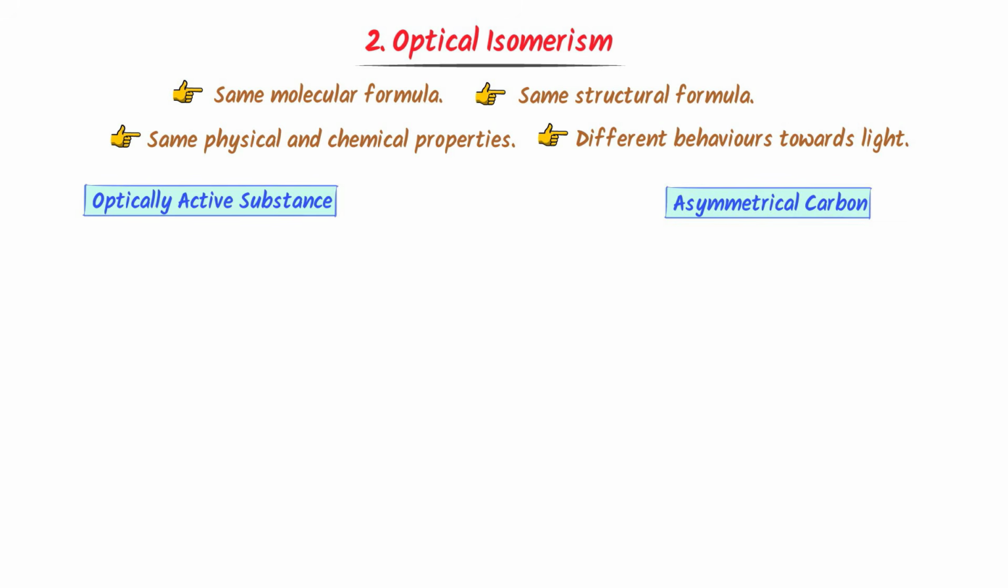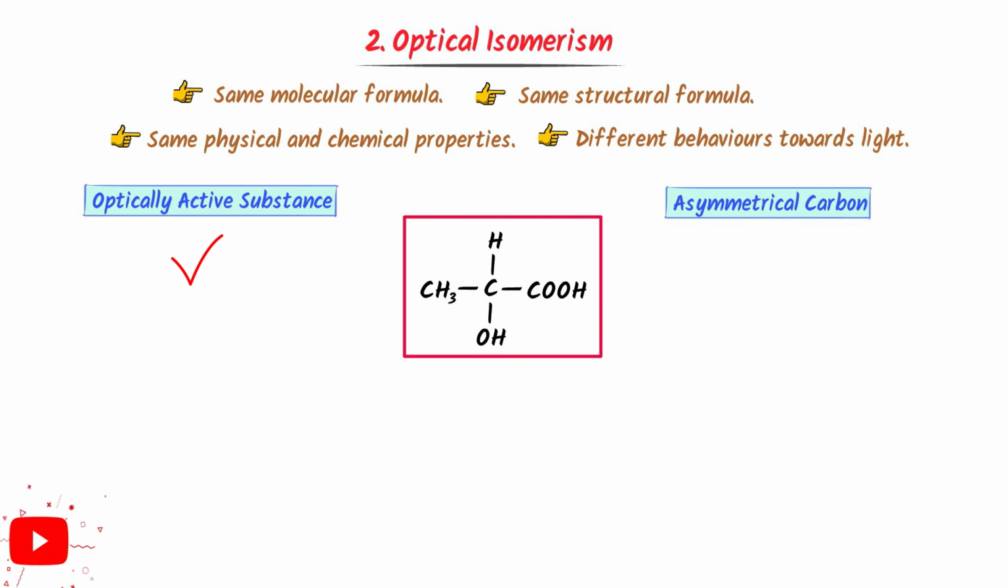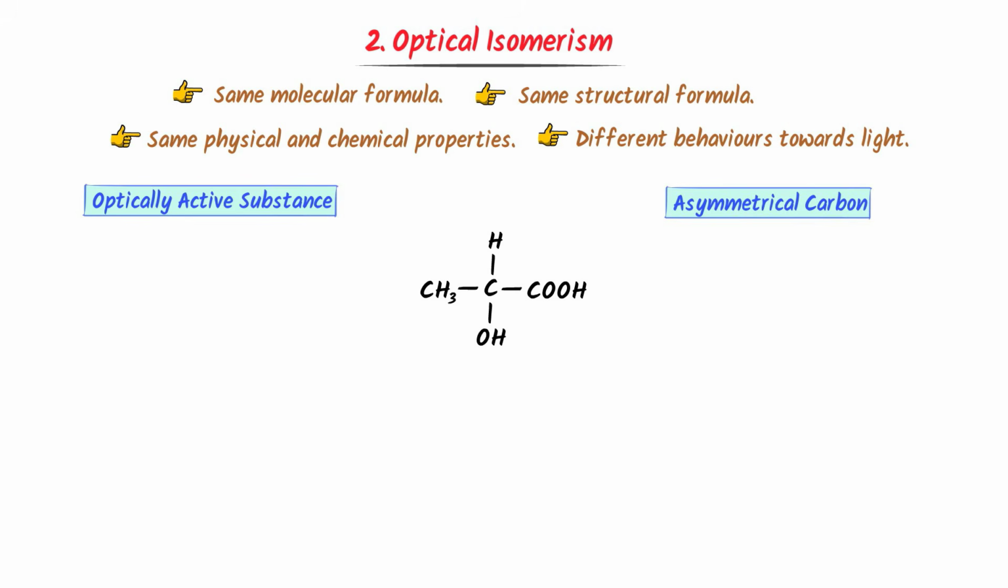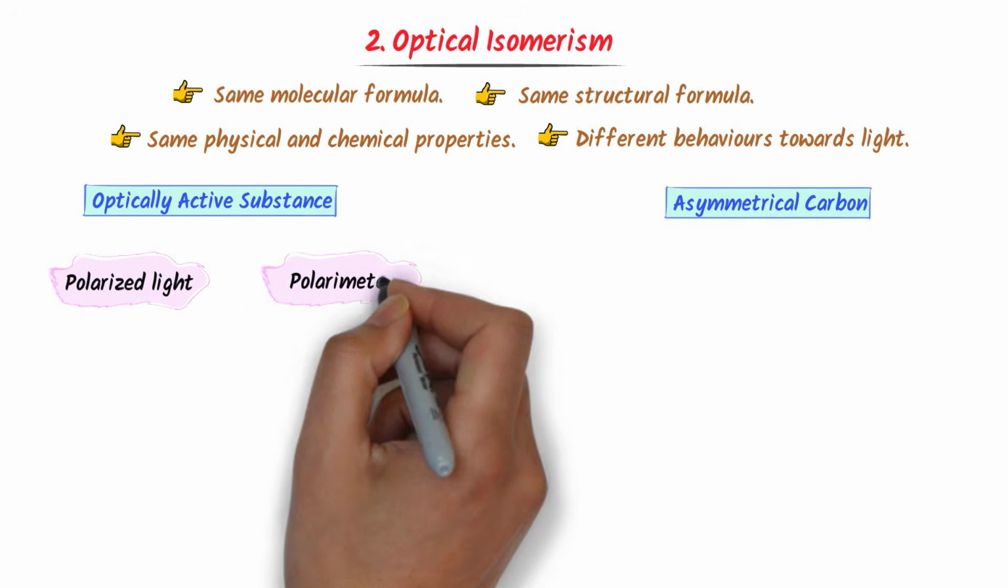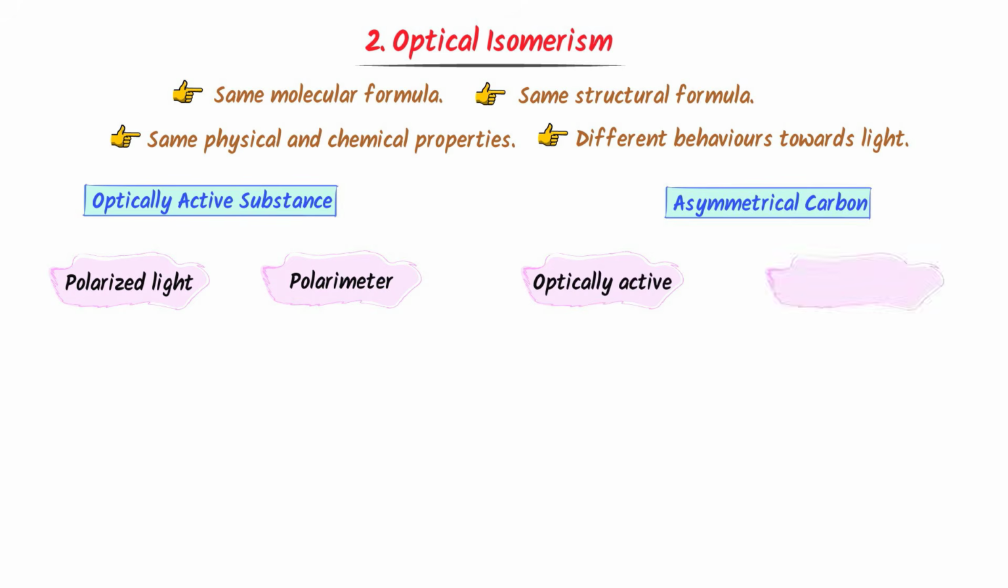For example, consider this compound. If this compound is optically active and it has an asymmetrical carbon, then optical isomerism is possible in it. If it is not optically active or it has no asymmetrical carbon, then it will not show optical isomerism. Now, what are optically active compounds? Well, to learn it, we have to learn polarized light, polarimeter, optically active compounds and optically inactive compounds.